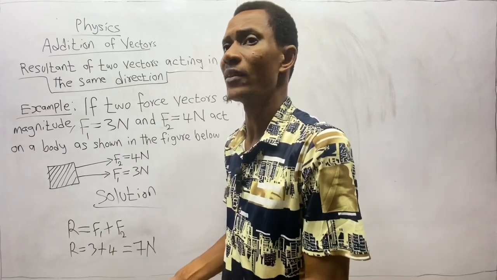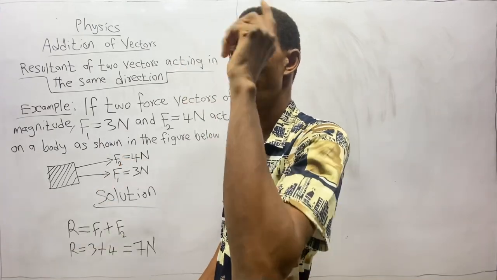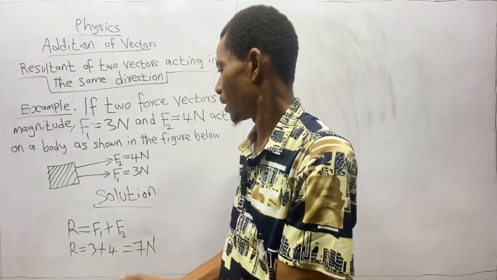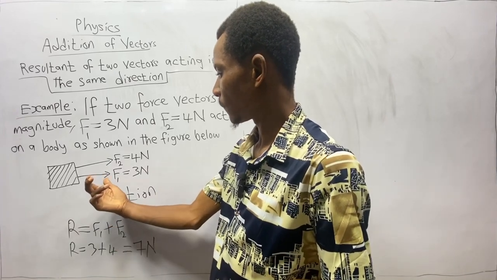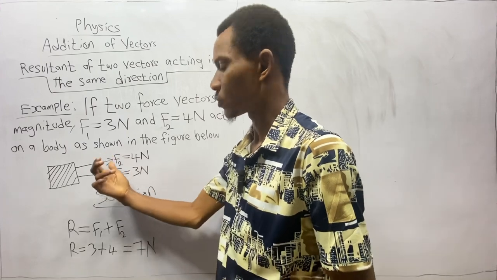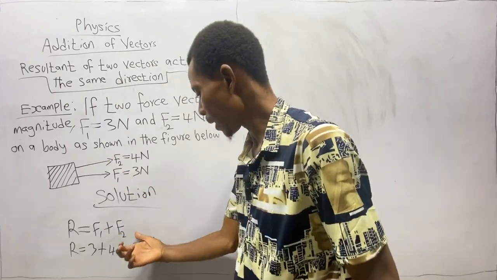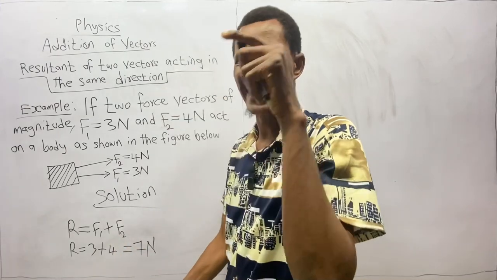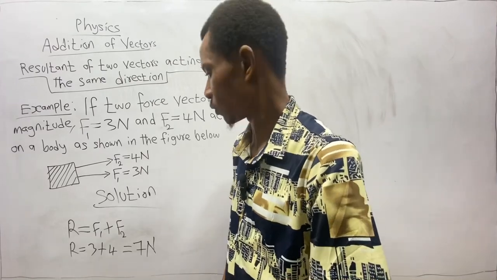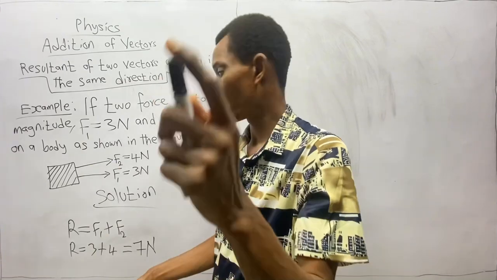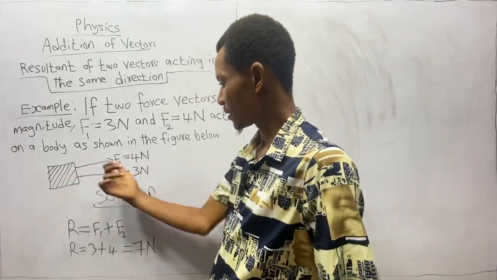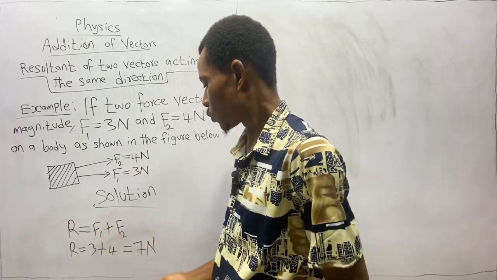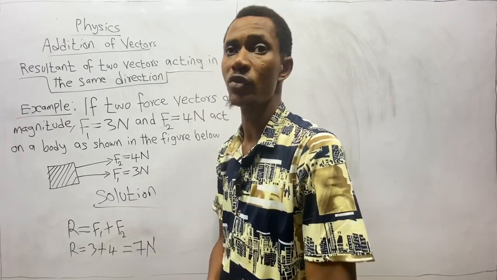But remember that the resultant vector is the singular vector which would have the same effect in magnitude and direction as the original vectors acting together. So right now we have gotten only the magnitude of the resultant vector. We also need to find the direction of the resultant vector. I must say again, when the two vectors are acting in the same direction, to get the resultant, you add them up. That's why you see plus here. So now adding them up gives you the magnitude of the resultant vector.